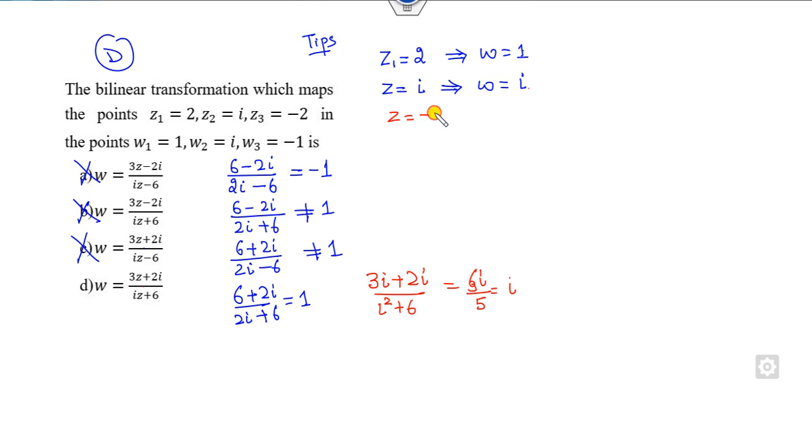Similarly, if you take Z as minus 2, omega must be minus 1. Although there is no need to solve, I will tell you if you want to solve it. So if I take Z as minus 2, we get minus 6 plus 2 iota over minus 2 iota plus 6. If you take negative common from the above, it comes to be minus 1. So D is the right answer.